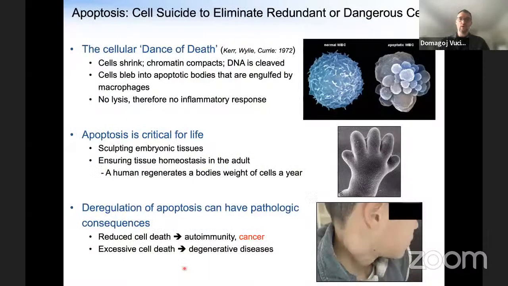Okay, so it's been described many years ago now, 50, the terms of apoptosis and how cells shrink, chromatin compacts, DNA is cleaved. All that is really properly organized, and it's not a random process when cells are programmed to die and then they're gulped by neighboring macrophages. Mostly this apoptosis is relatively clean. There is limited inflammatory response.